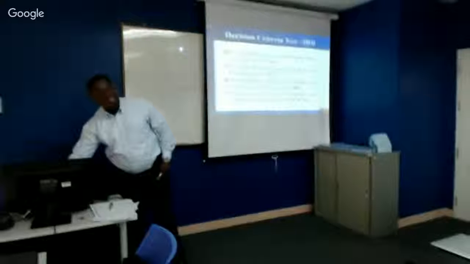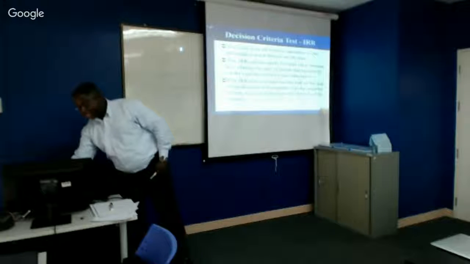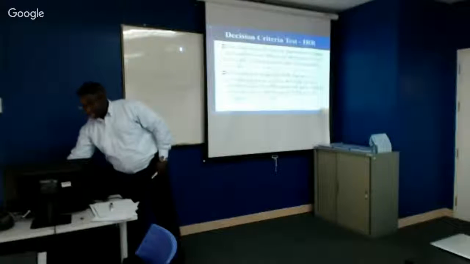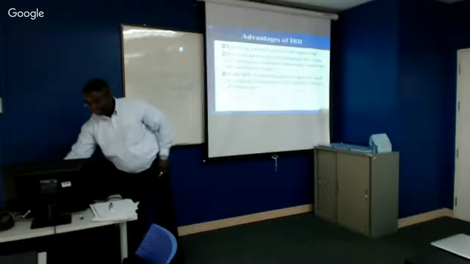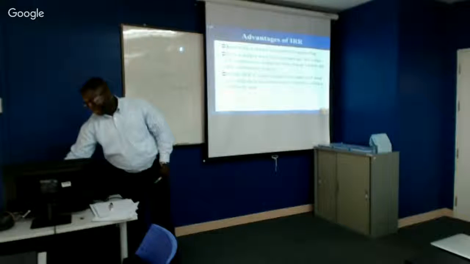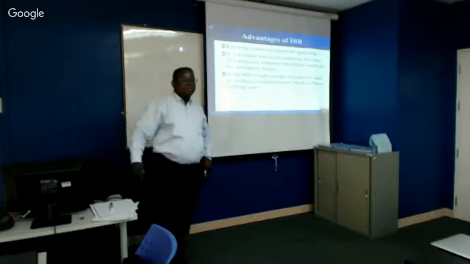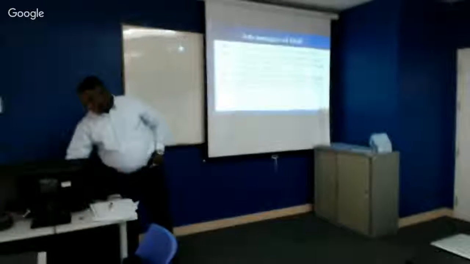Any question, please? Okay, so this is the decision criteria test. This one I've already explained, so we move on. Advantages: you don't need to have the advantages. If you want to know, you go and read. You can just Google advantages of internal rate of return, but you don't need it for anything. If you know it, it's good, but nobody will clap for you. So let's move on. We have a lot of things to do.